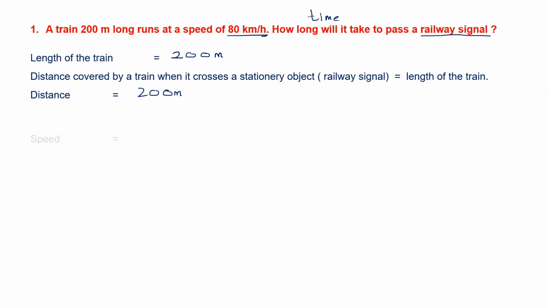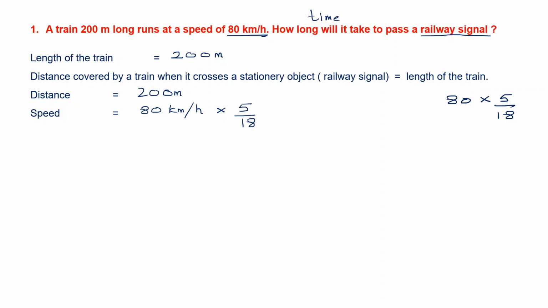So now we have distance. We also have speed. It's given as 80 kilometers per hour. And like I said, let's convert this kilometers per hour to meter per second because it will take only a few seconds to pass a railway signal. If you leave this as hours and convert distance to kilometers, then you have to convert back to seconds. So straight away, let's convert 80 kilometers per hour into meter per second, by multiplying by 5 by 18. So let's do this multiplication here: 80 into 5 by 18.